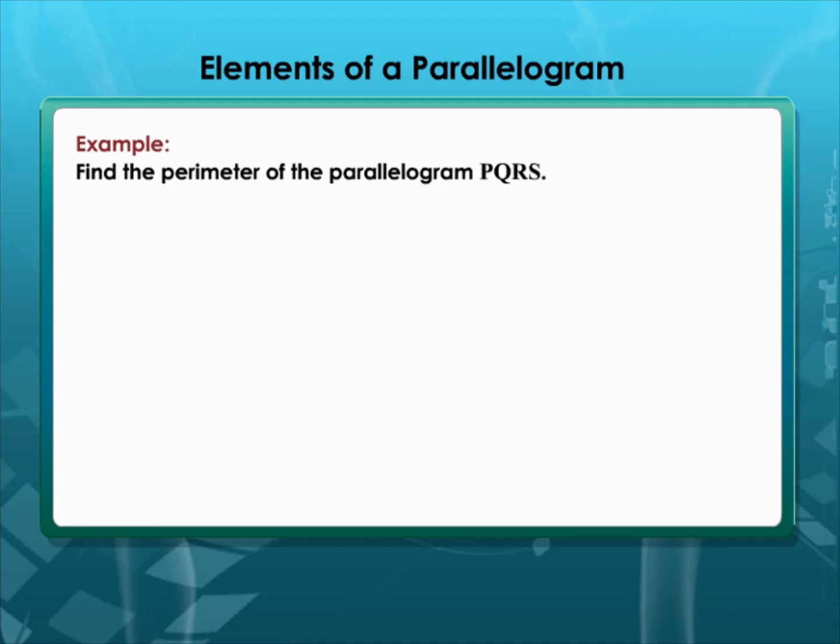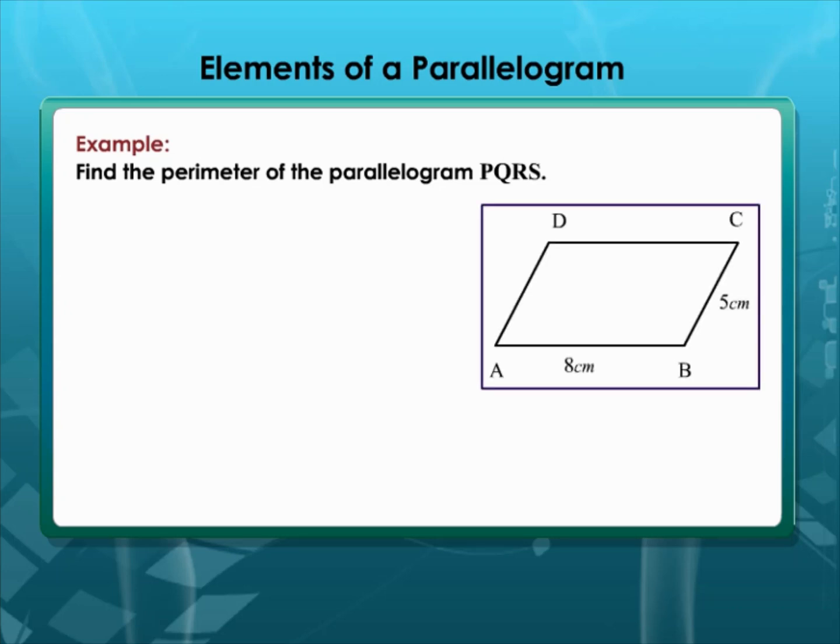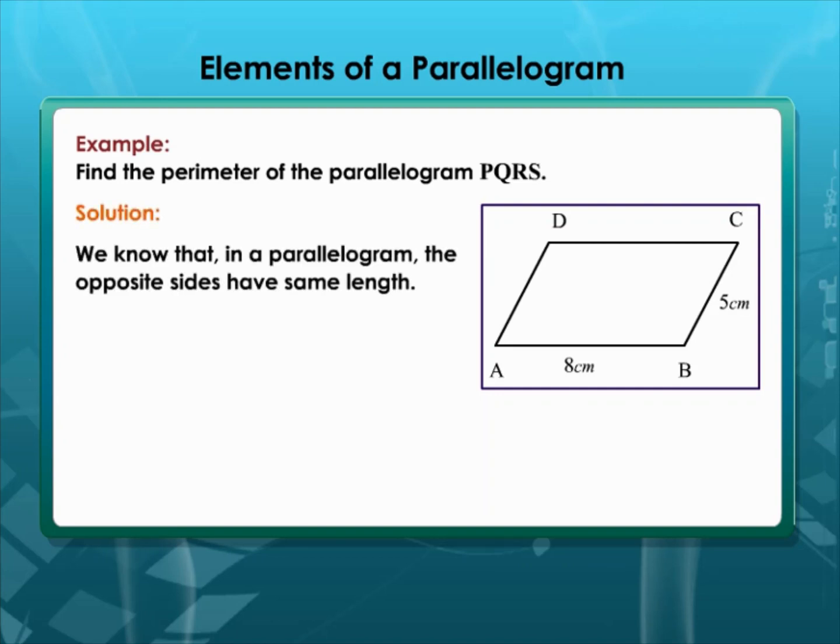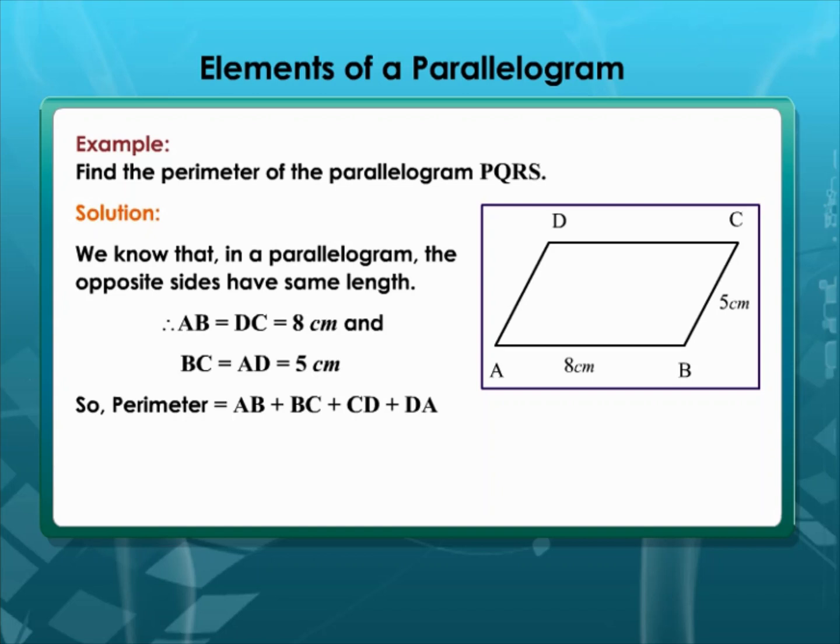Consider the example. Find the perimeter of the parallelogram PQRS. We know in a parallelogram the opposite sides have the same length. Therefore, AB is equal to DC is equal to 8 centimeters. BC is equal to AD is equal to 5 centimeters. So perimeter is equal to AB plus BC plus CD plus DA is equal to 8 centimeters plus 5 centimeters plus 8 centimeters plus 5 centimeters is equal to 26 centimeters.